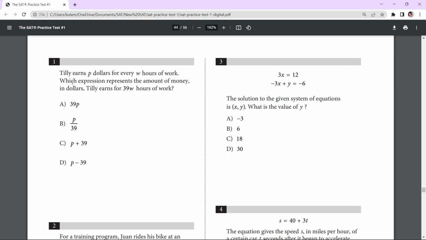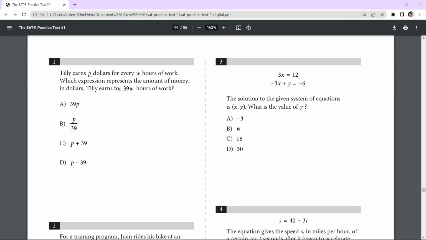And then now we're told which expression represents the amount of money in dollars Tilly earns for 39 hours. So now we're told what W is. It's 39. I don't know what has changed about Zoom, but I'm not able to write on the screen. So yeah, I hope you guys still get it. I love writing because I feel like it clarifies everything, but we'll make it work.